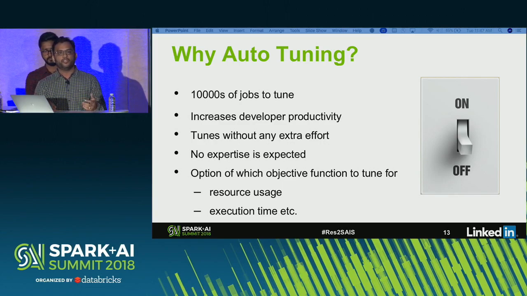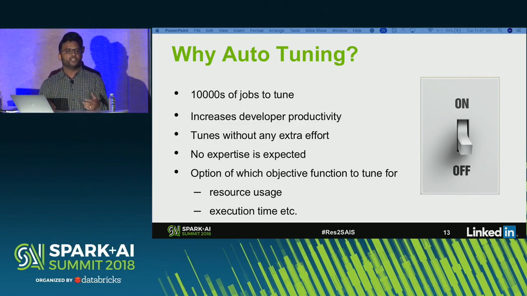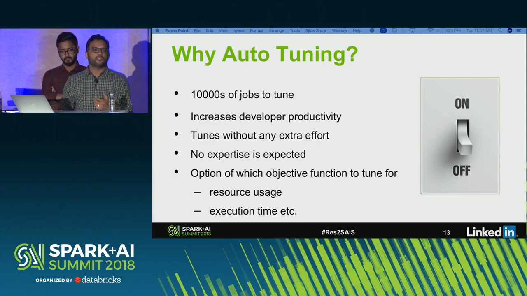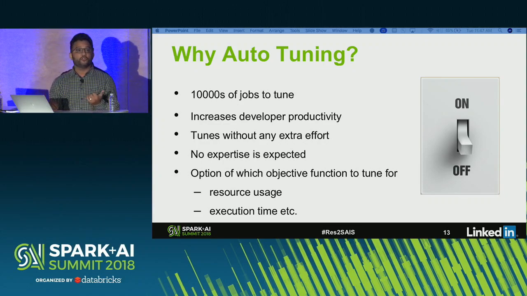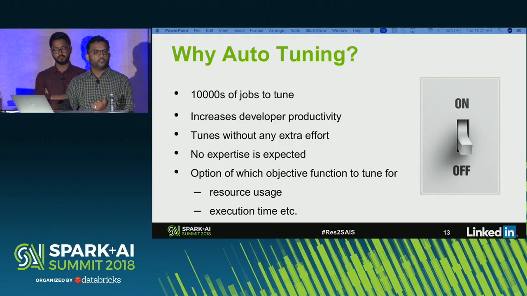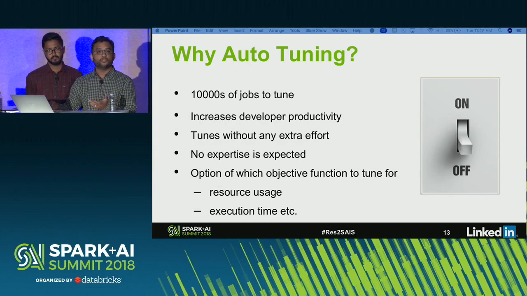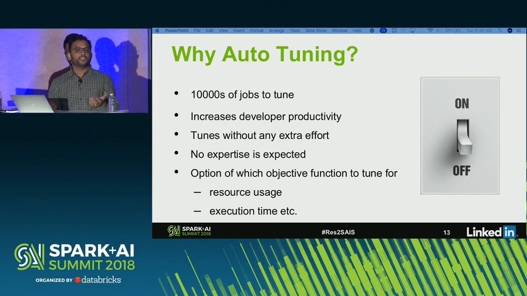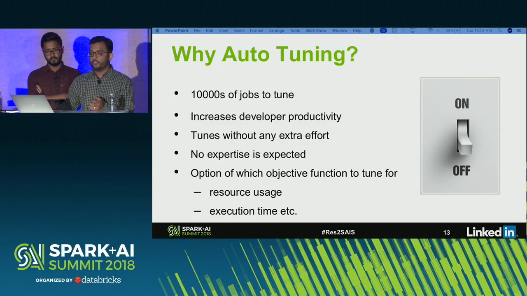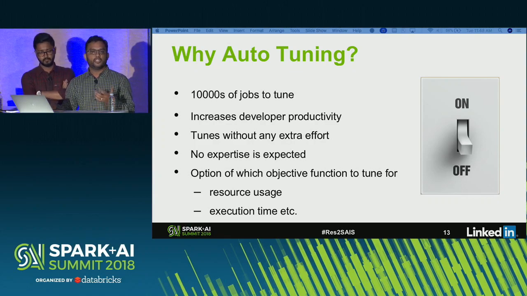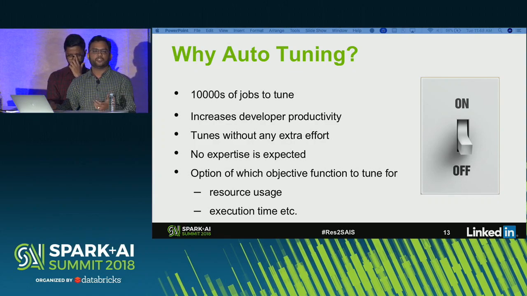If you use auto-tuning, your developer productivity will increase. He can focus more on other important work rather than tuning the job. Using a tuning framework, it is just like enabling the tuning, and then the tuning framework can take care of tuning your job and come up with the optimal configuration of the job. It doesn't require any extra effort, and there is no expertise expected from the user, because the user doesn't need to do anything. It also provides you objective functions, like you can tune it for resource usage or execution time, any cost function you can use it for.